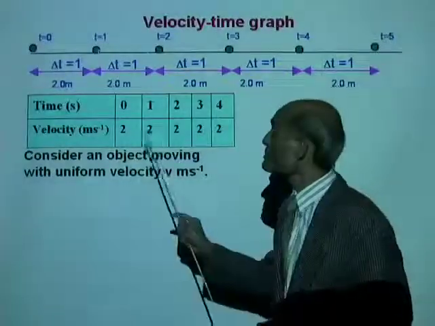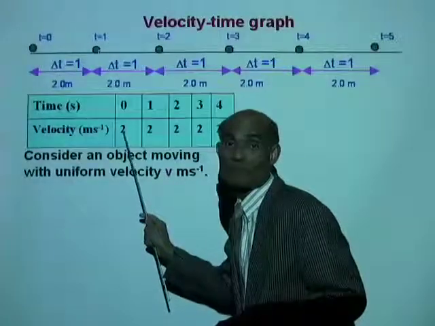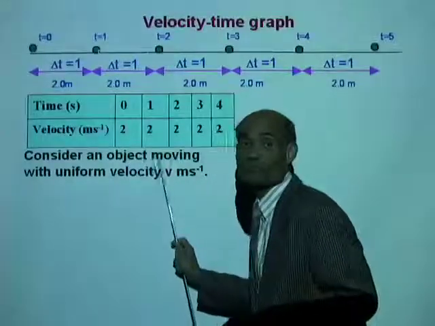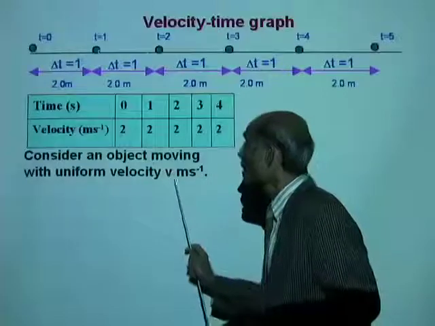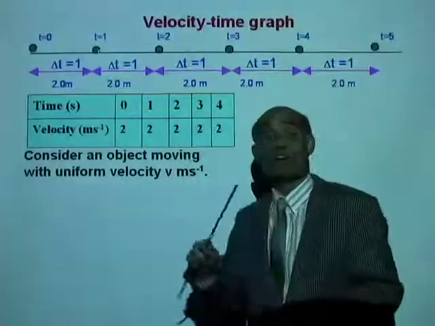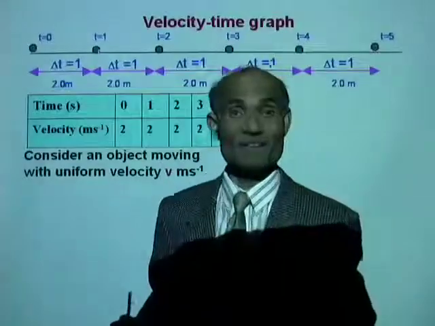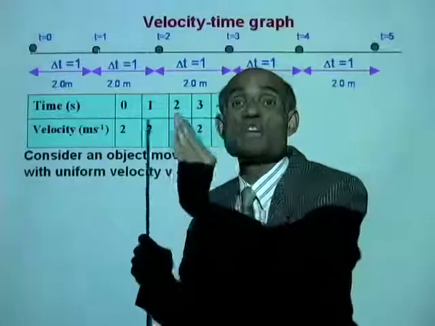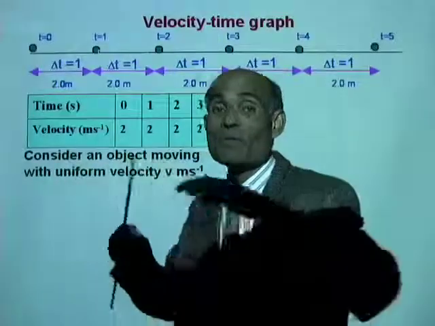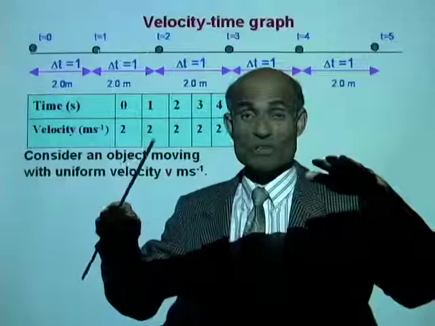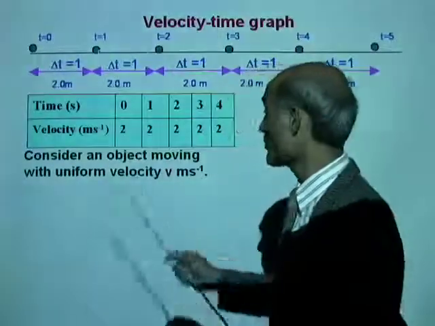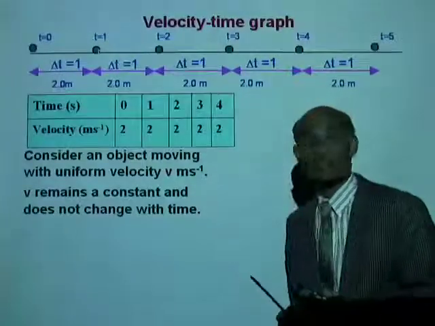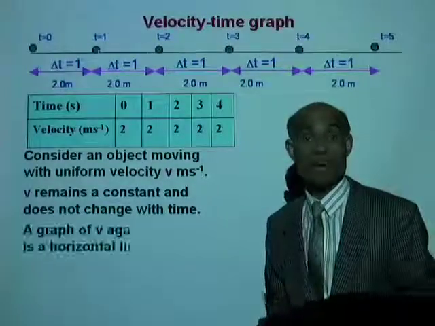Now, this is a specific example. I'm going to use a general term. Let us now consider an object moving with a uniform velocity of v meters per second. That means every second the position of the object changes by v meters. That velocity does not change. As time increases, the velocity remains constant. Now, v remains a constant and does not change with time.